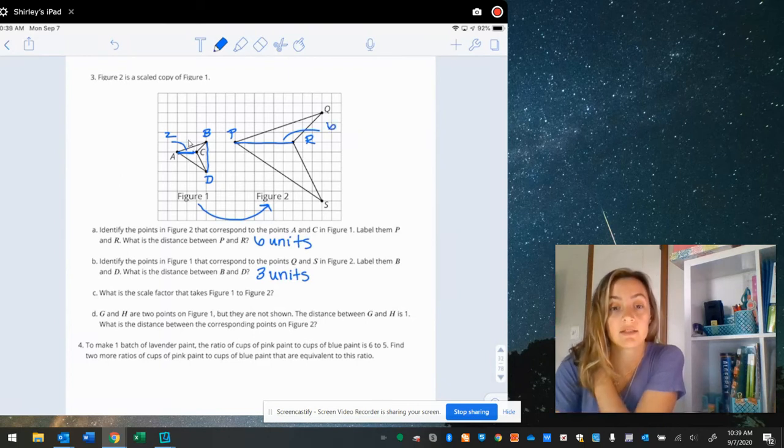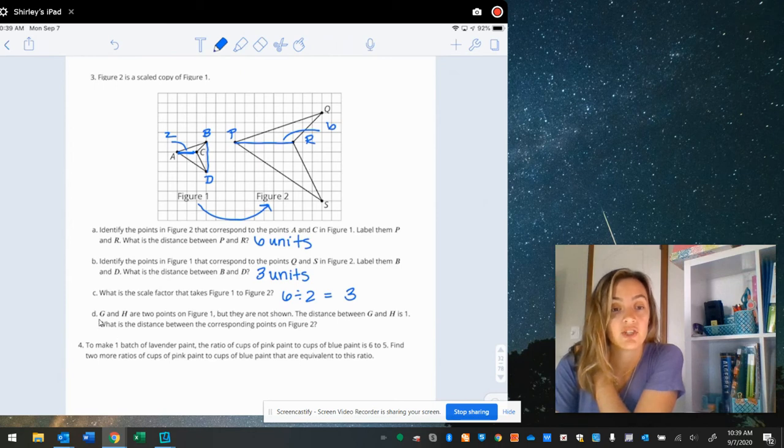So now I need to find the scale factor from figure 1 to figure 2. So I drew my arrow. I'm going to take these numbers first when I'm dividing because that's where my arrow is ending. So 6 divided by 2 means my scale factor is 3. So my scale factor, all of my numbers here or my side lengths here get multiplied by 3 to create this.